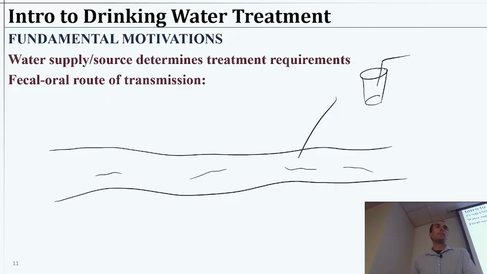route of transmission. So it turns out that most rivers, upstream somewhere of most rivers, we're going to have, unfortunately, some sort of discharge of waste, right? So if you can't tell, I'm drawing a little toilet. And eventually that's going to make its way into our river. This is why we call it fecal to oral route of transmission.